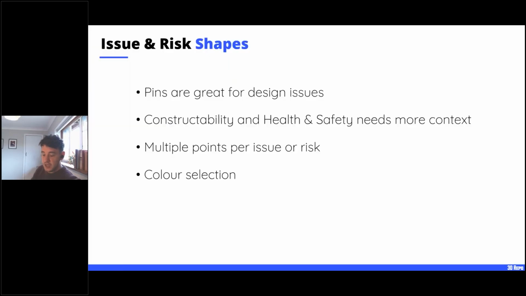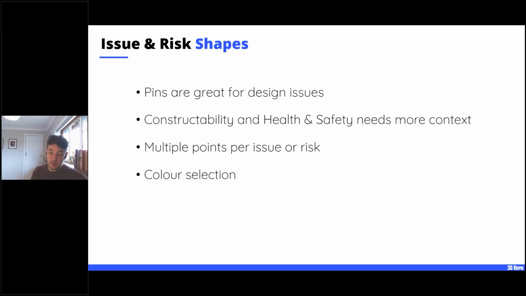So issues and risks. Issues and risks is pretty much our bread and butter. It's what a lot of people use 3D Repo for, because it's a great communication tool in the model. It's one thing looking at a model, but for it to be really useful, you need to have that two-way communication. And what we found is that pins that we use in 3D Repo at the minute are great for design management. So if you've got a clash, if you've got a constructability problem, things like that.